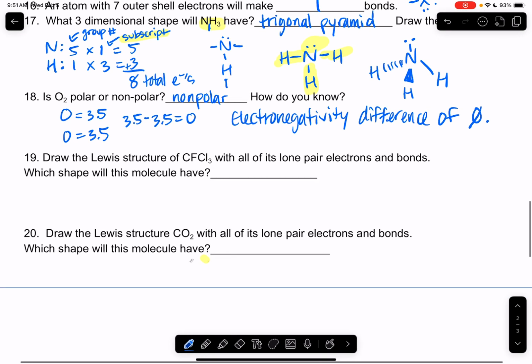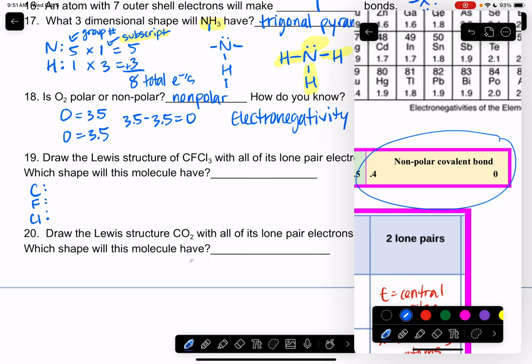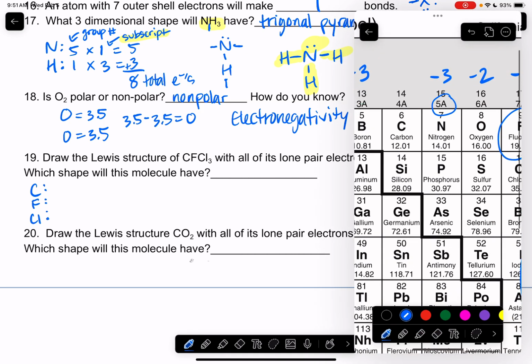All right, next one, draw the Lewis structure for CFCl3 with all of its lone pairs, electrons, and bonds. What shape will this have? Okay, so again, we're going to start by doing our electron count. So we're going to do group number first. So let's use our periodic table. Carbon is in group 4.